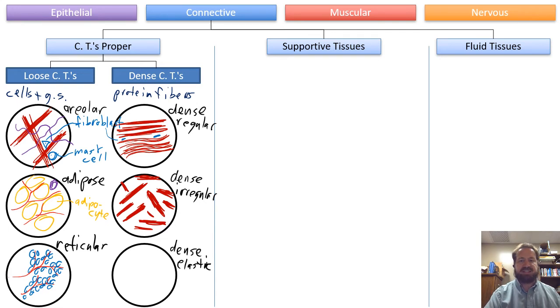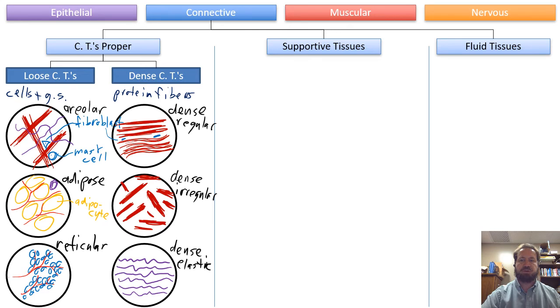Finally, a dense elastic tissue has these squiggly elastic fibers as the major fiber that you see in that tissue. Okay, these are not going to be as strong in tension, but they're going to be very stretchable, and when they stretch, they will snap back to their original shape. That's what elastic fibers do. They're the rubber bands of the body. Okay, so those are your 6 connective tissues proper.